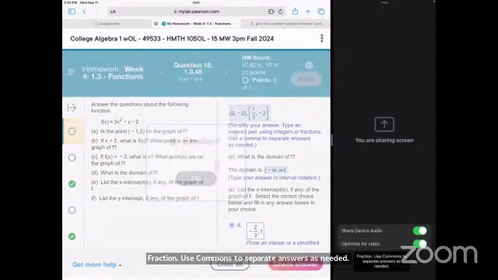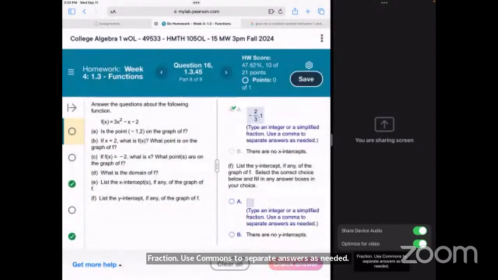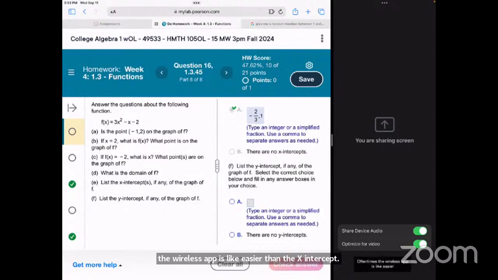And then the y-intercept. Oftentimes the y-intercept is easier than the x-intercept. For the y-intercept, we let x be 0. So then if x is 0, we quickly generate the number -2.